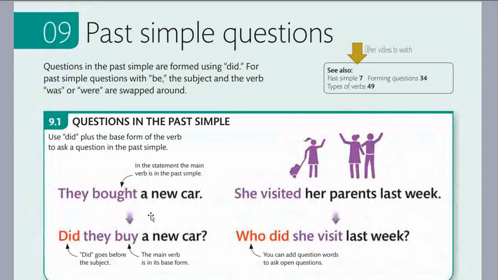Now how do we change this? First of all, let us see. They bought changes to buy. That means the base form. The remaining part of the sentence remains the same, and we add did before the subject as mentioned in the rule. So we see that we add the word did before the subject. The verb is changed to the base form, and then we add a question mark at the end, and that is how the question is formed. Did they buy a new car?